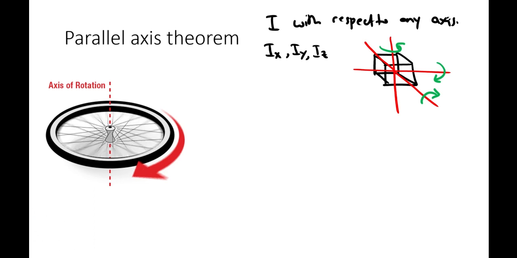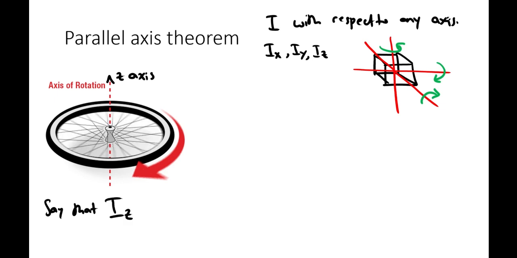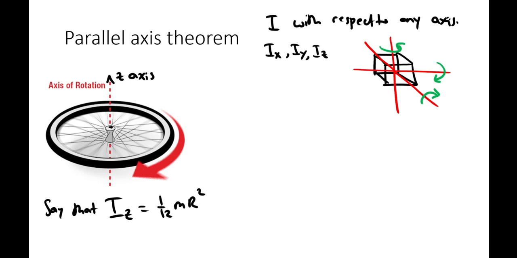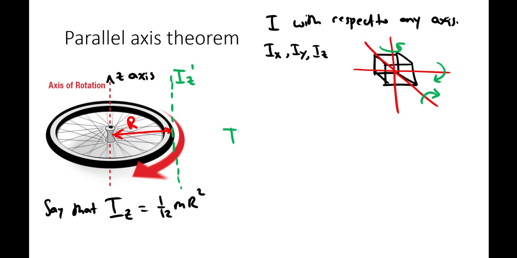So say that this is our axis of rotation, and I will call this one the z-axis. Say that Iz is given as 1/2 m r squared, and this is the r value. But let's assume that you are trying to find Iz prime. How can I find this Iz prime? To find the Iz prime, we use the parallel axis theorem that says Iz plus the mass into d squared.